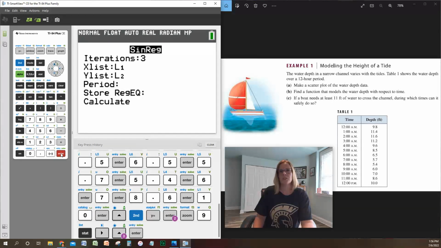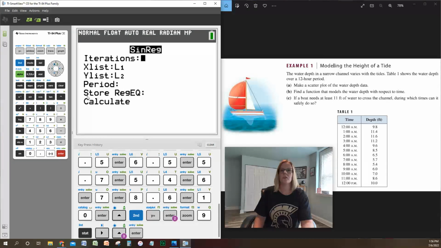And your newer calculators will take you to this screen. The iterations, we don't really have to worry about that. It has a default setting of 3, so that's fine. Make sure your X and Y, though, is set to list 1 and list 2, because that's the data that we put into our calculator for list 1 and list 2.